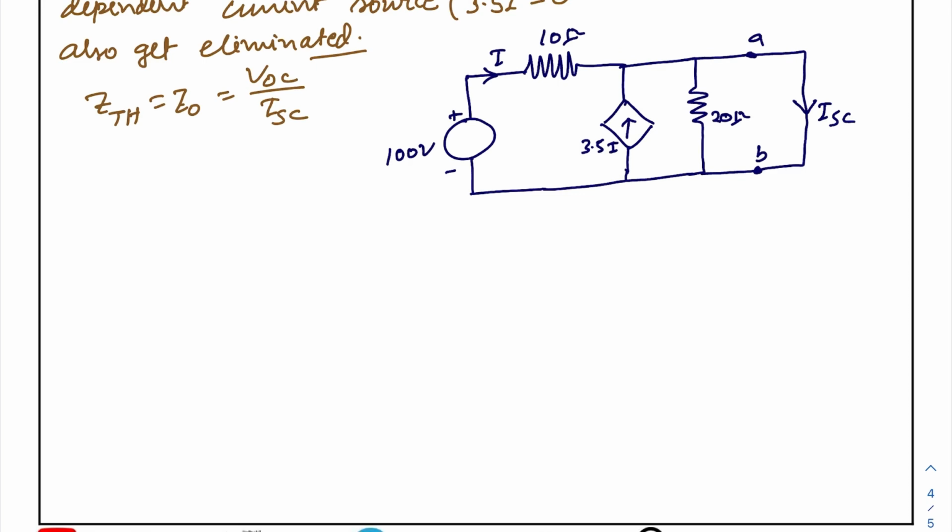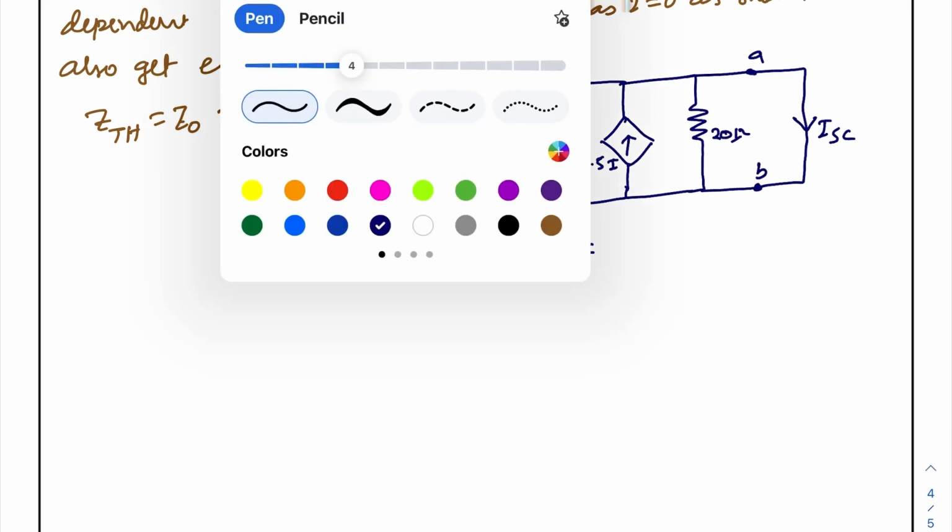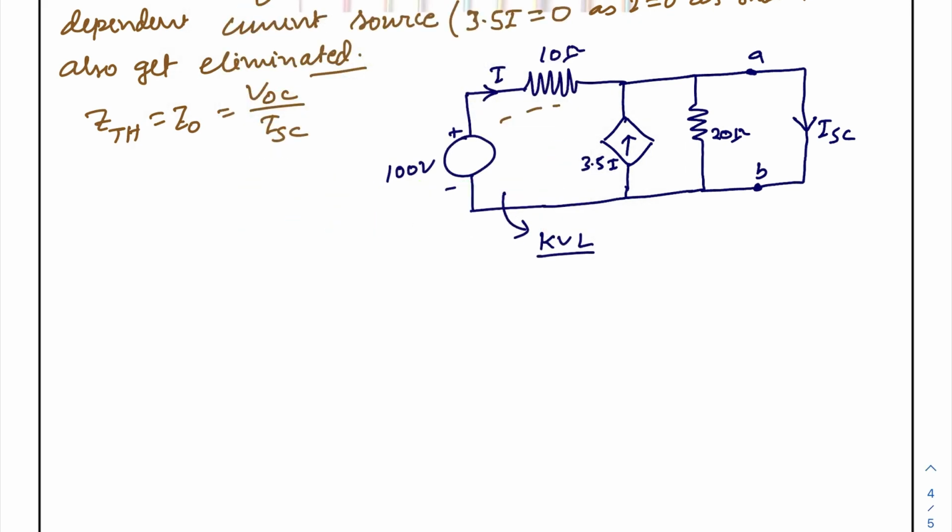Now, this is your simplified diagram. In this loop we are going to apply the KVL. In this loop means what? This outer loop. We are considering this outer loop as one loop, and we will apply KVL to the outer loop. I indicated the loop here.